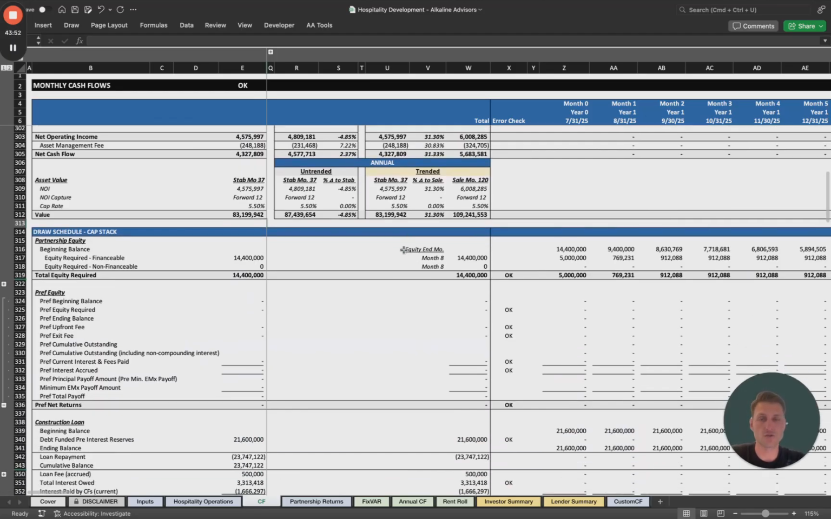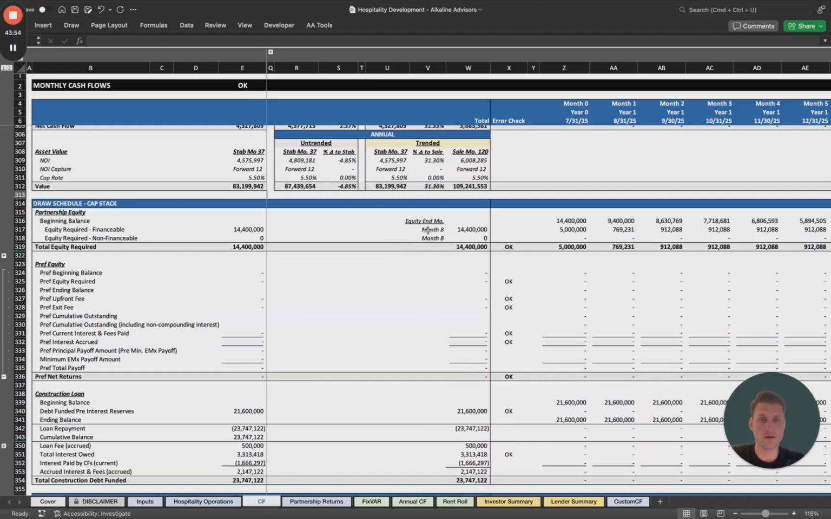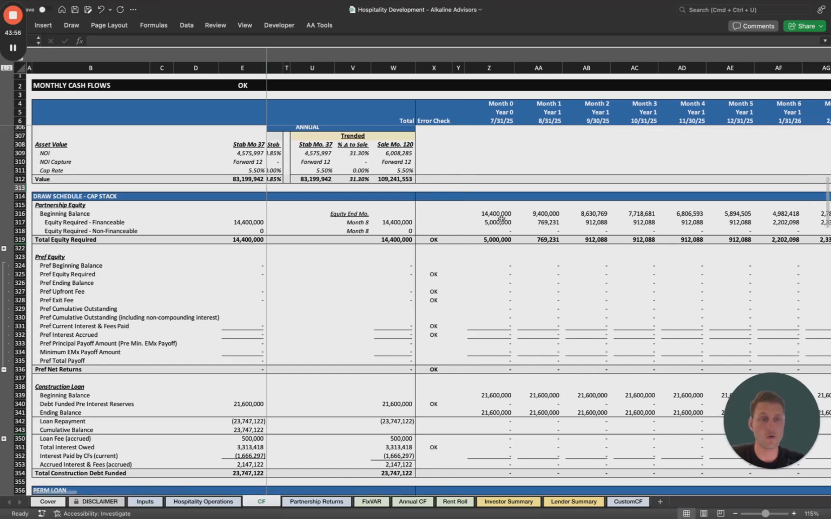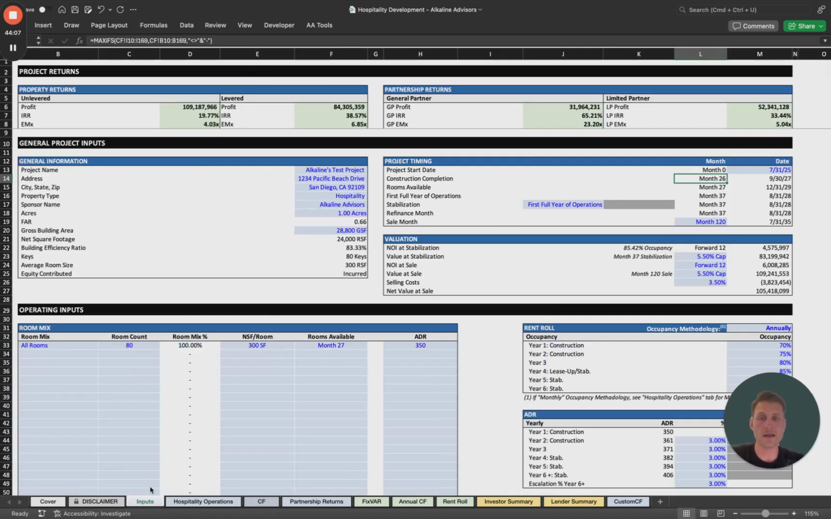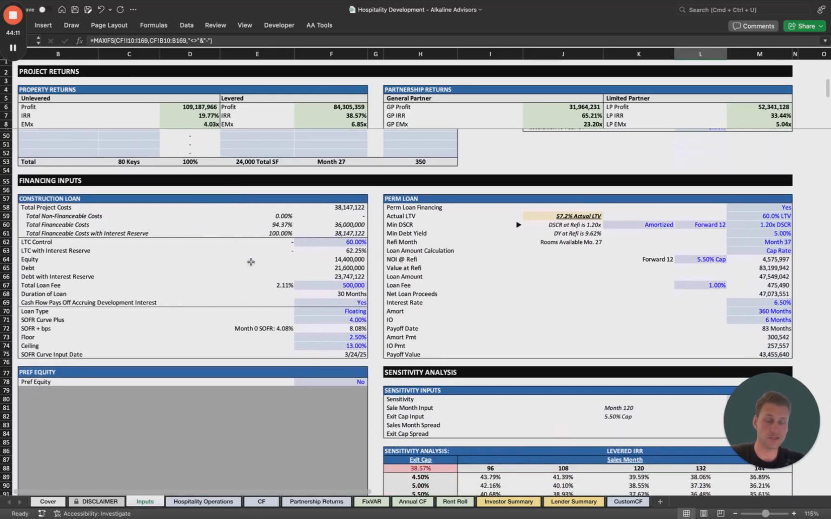Next, we have the draw schedule. So what we're doing here is we are first drawing on any equity that we have. Then we're drawing down pref equity or Mezz debt. And then finally, we're going to our construction loan and drawing from our construction loan. So with that, let's hop back into the inputs tab and we'll go to the financing input section.